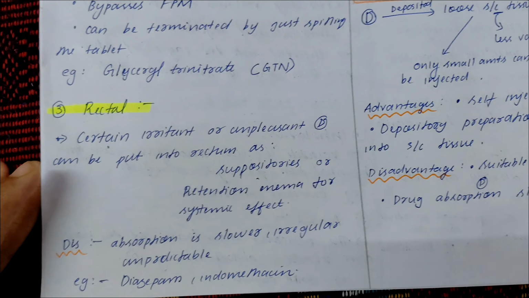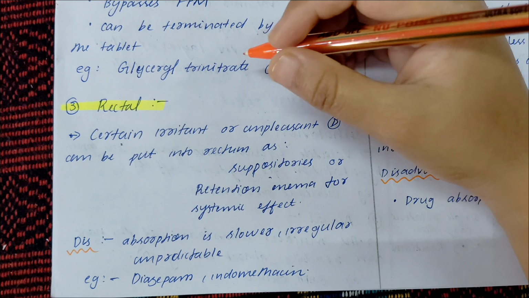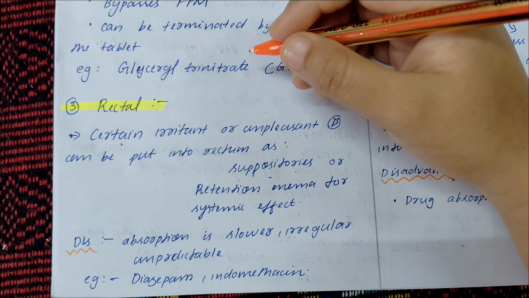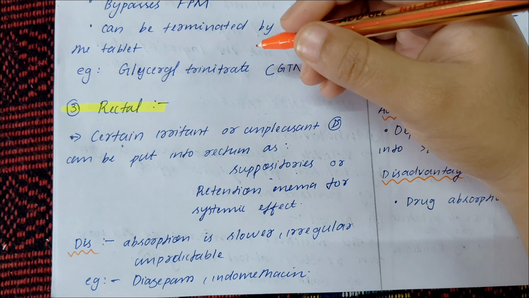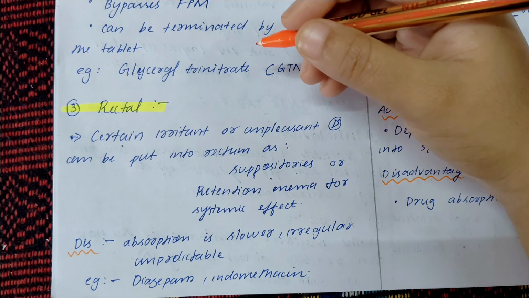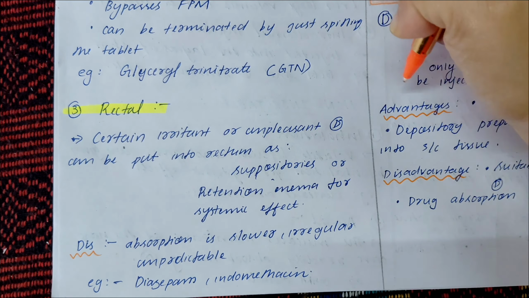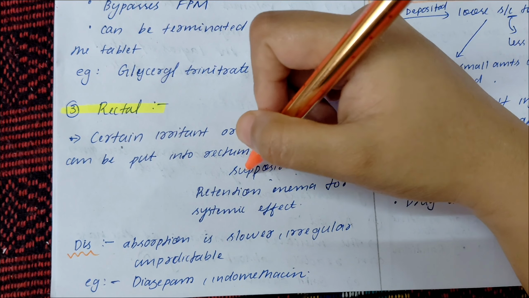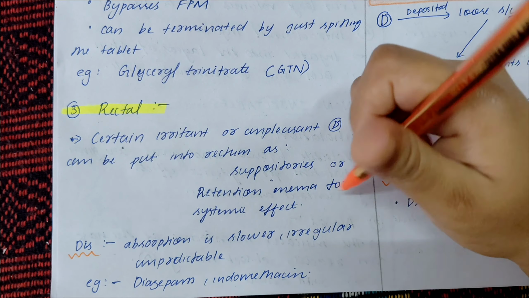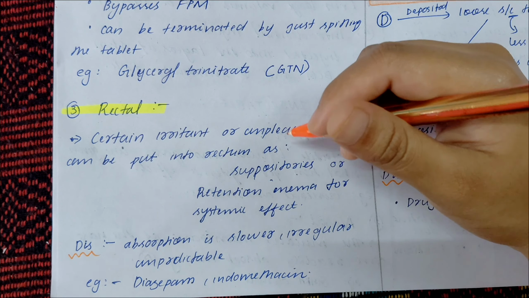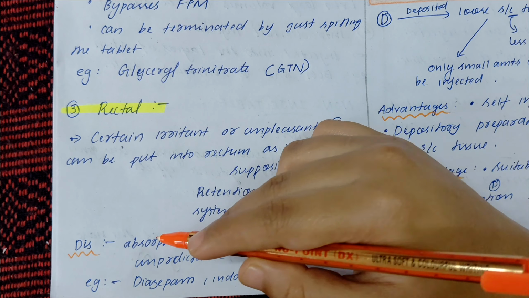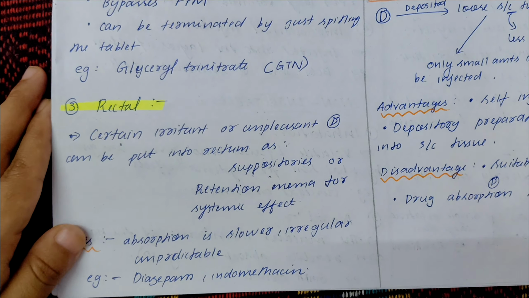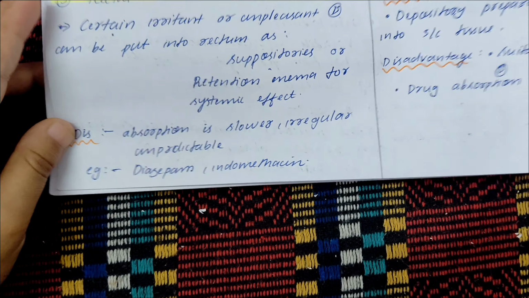Now rectal route. Certain irritant or unpleasant drugs can be put into the rectum. For children, mostly rectal. For children this route is used mostly. Certain irritant or unpleasant drugs can be put into the rectum as suppositories or retention enema for systemic effect. One of the disadvantages is that absorption is slower, irregular, and unpredictable. Examples are diazepam and indomethacin.